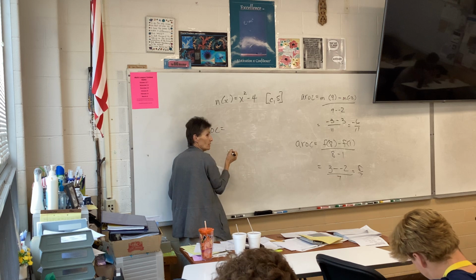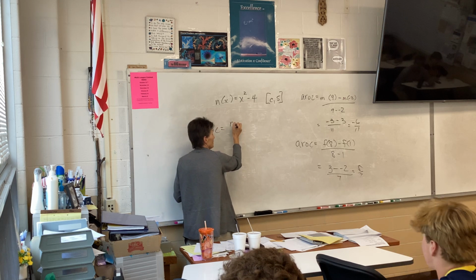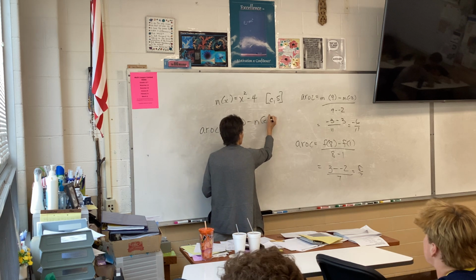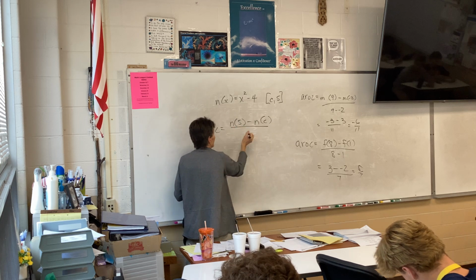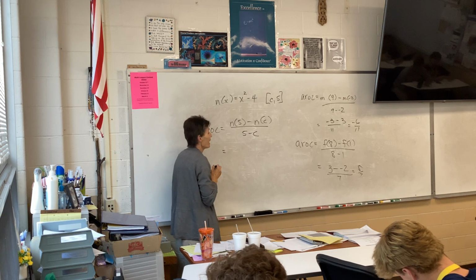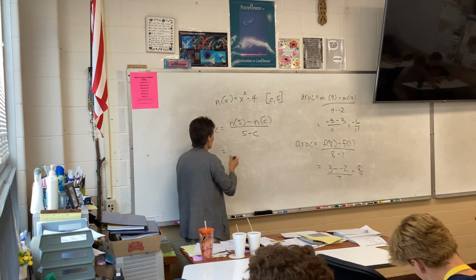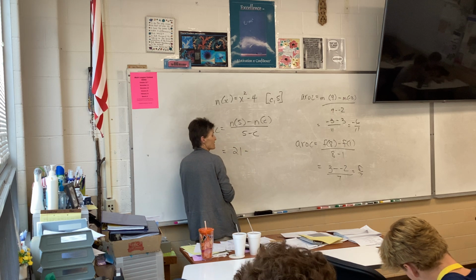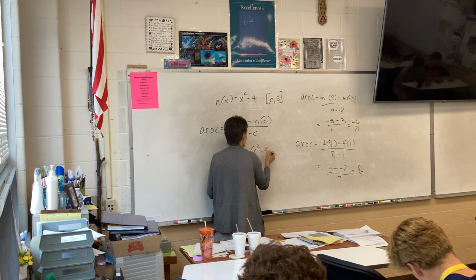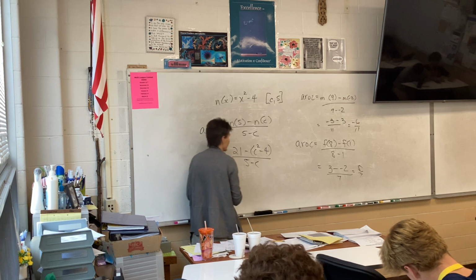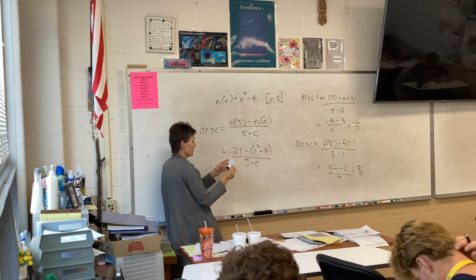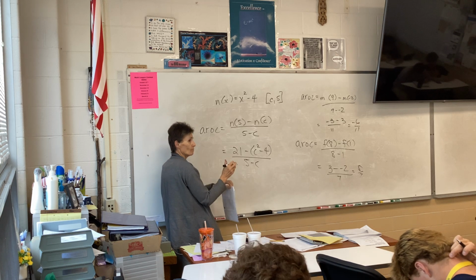What's your rate of change formula look like? This is going to be N of 5 minus N of C over 5 minus C. What's N of 5? 21. What's N of C? C squared minus 4 over 5 minus C. And we know that that has to equal what? The rate of change is equal to 3.